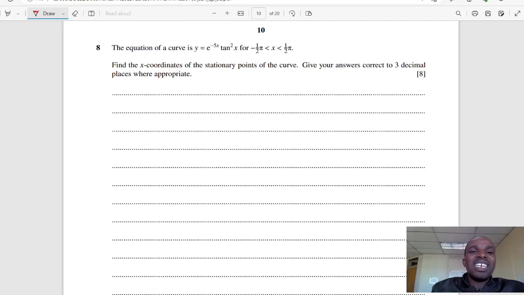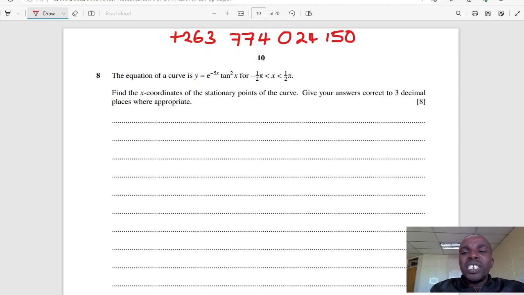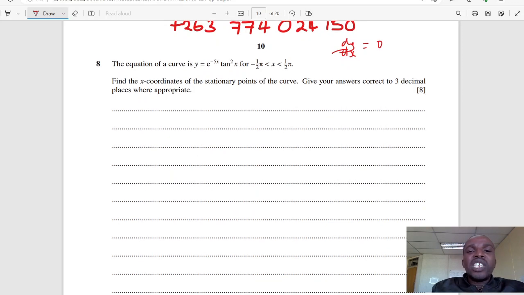Wow. So they said find the x coordinates of the stationary points, but the key is that at a stationary point the gradient, that is dy/dx, is equal to 0. That's one item that we know. Give your answer correct to 3 decimal places where appropriate. So first thing, you have to differentiate. We are given these two items. You can use the product rule with u and v. You can say let u equals e to the power minus 5x and v equals tan squared x.